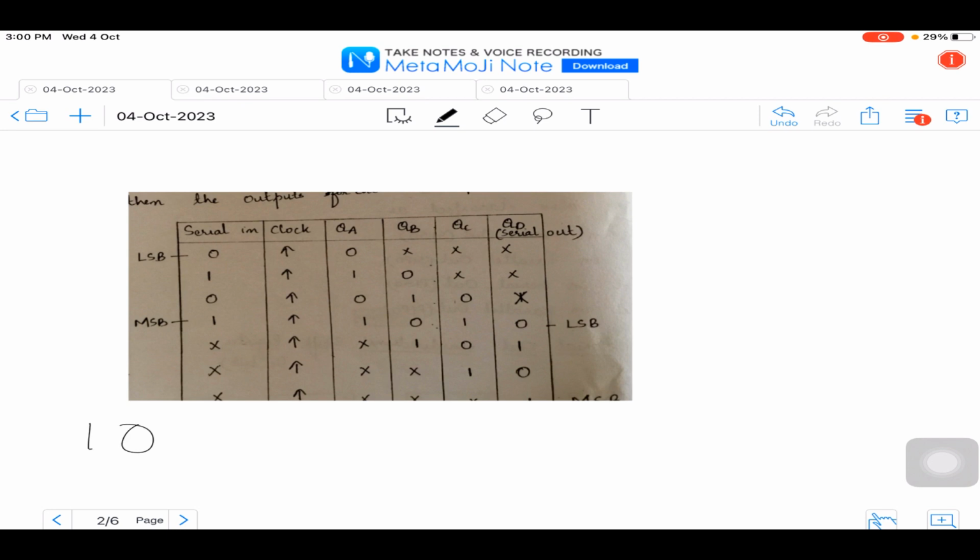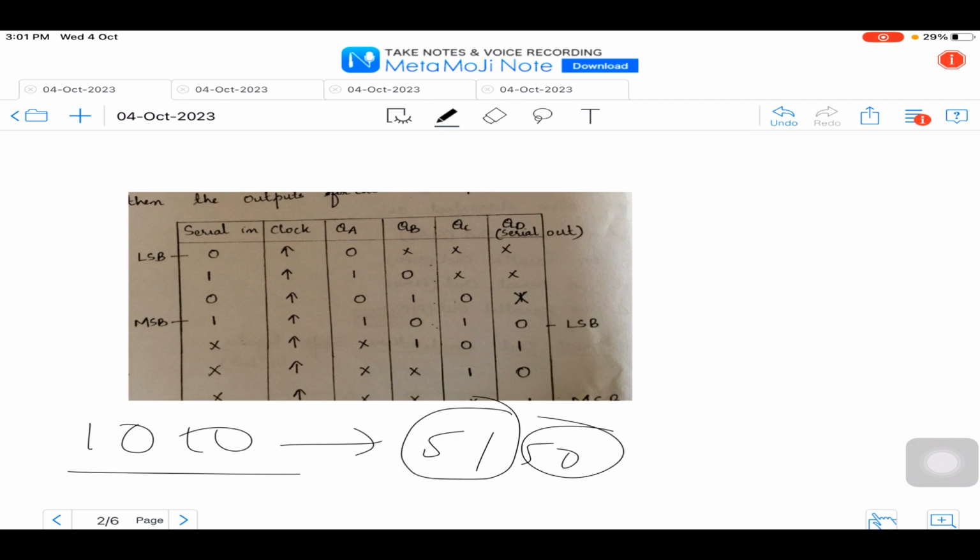Let us take the value 1010, which needs to be stored in a serial in, serial out register. Serial in, serial out means one by one: it is given as input one by one and taken as output one by one. You can see in the truth table the serial in value taken: 0101, or from this side 1010. The rest of the values we have taken as don't cares. Then we apply the clock pulse.